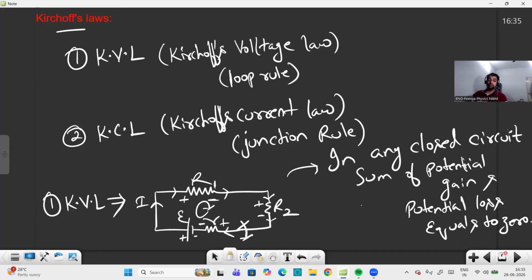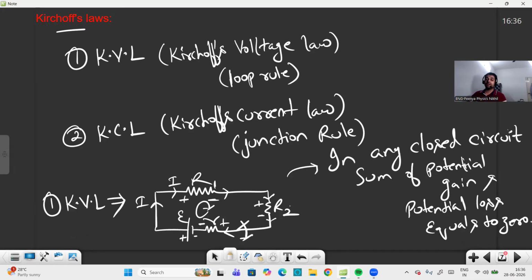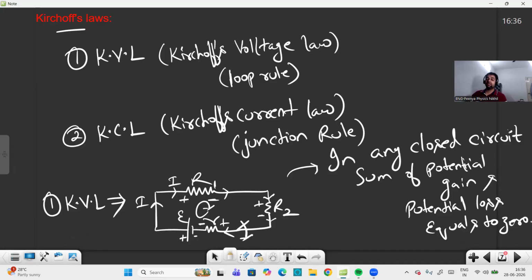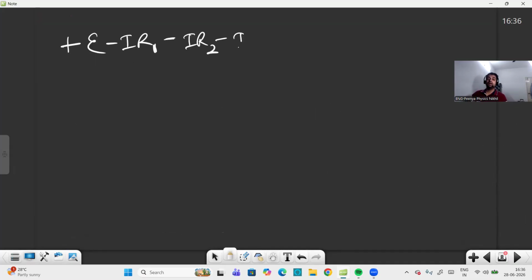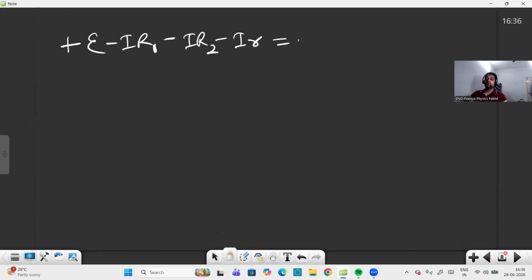Correct? Next one. Plus to minus and current is I. So plus to minus is minus, and according to Ohm's law the drop is I into R1. Same way here, plus to minus is minus IR2. Same way here again, plus to minus, minus Ir equals what? Loop completed here. So equals 0. So as I discussed, the sum of the potential gain and loss equals 0.